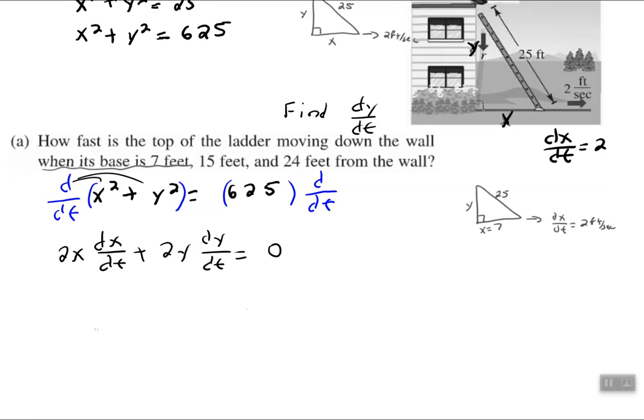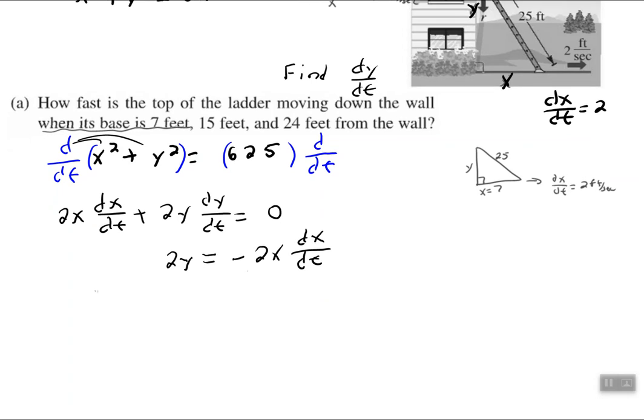So let's first of all subtract the 2x dx/dt from each side. All right, so negative 2x dx/dt. And then let's divide both sides by 2y. So divide by 2y, divide by 2y, the 2's will cancel, so it leaves me with negative x over y times dx/dt.